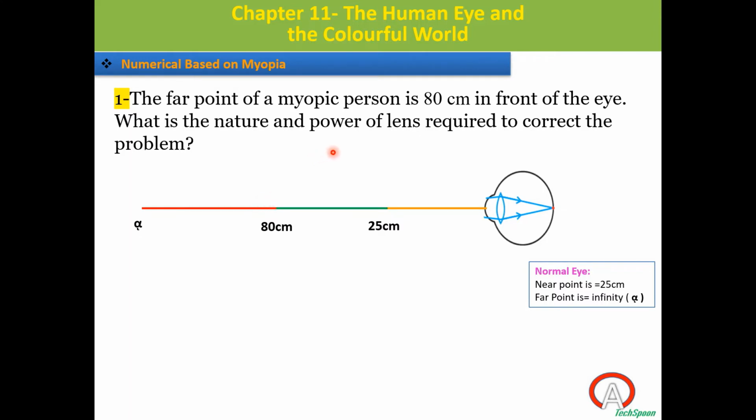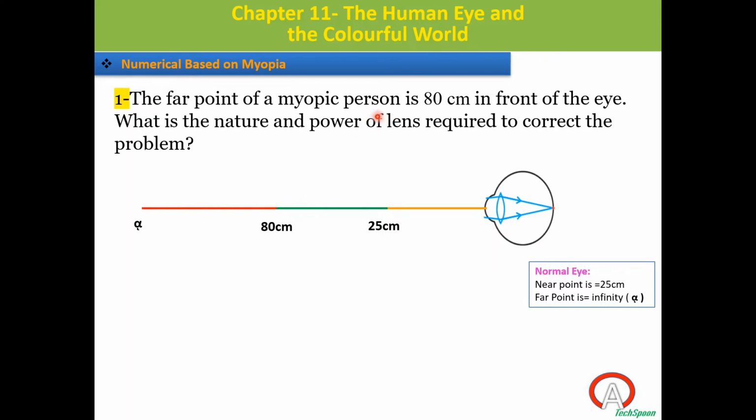Suppose the question is like this: a person is not able to see anything within this 80 centimeter, then what is the fault? He cannot see anything near, but he can see far. So that is hypermetropia. Okay. If he cannot see anything beyond a certain distance, that is myopia.